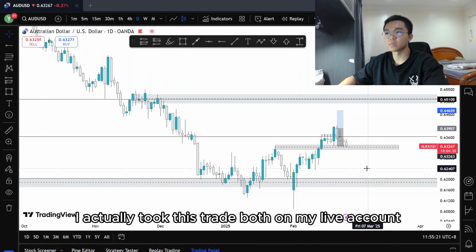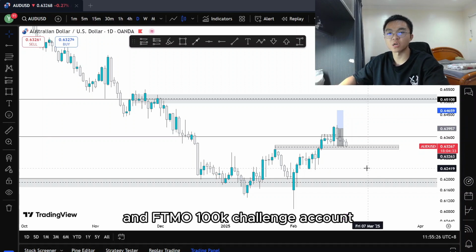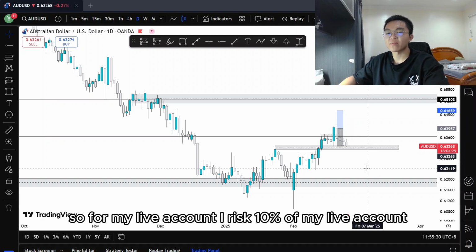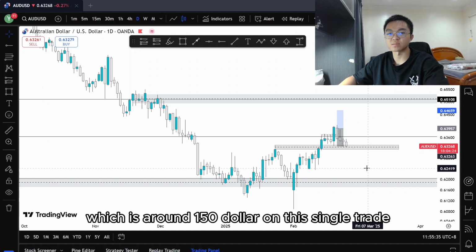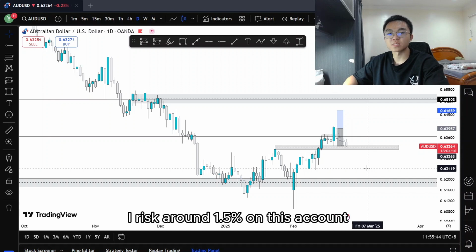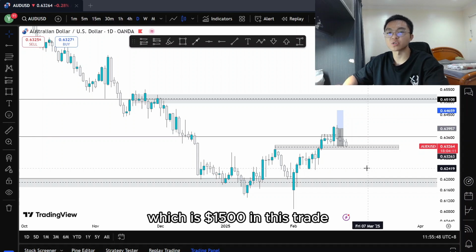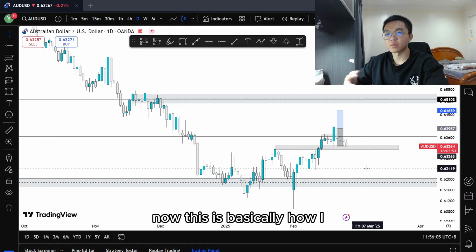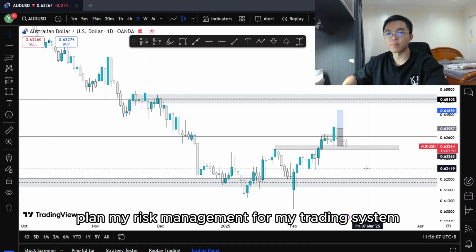I actually took this trade both on my live account and FTMO 100k challenge account. For my live account, I risked 10% of my live account, which is around $150 on this single trade. And for my FTMO account, I risked around 1.5% on this account, which is $1,500 in this trade. Now this is basically how I plan my risk management for my trading system.